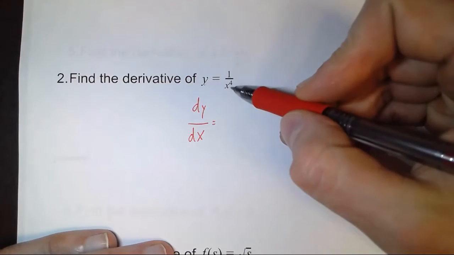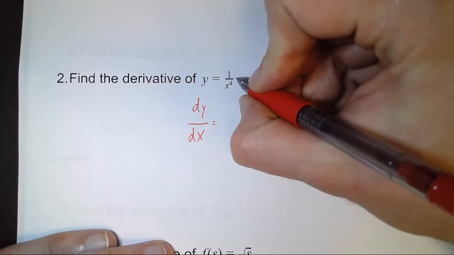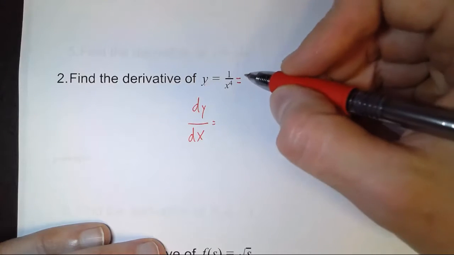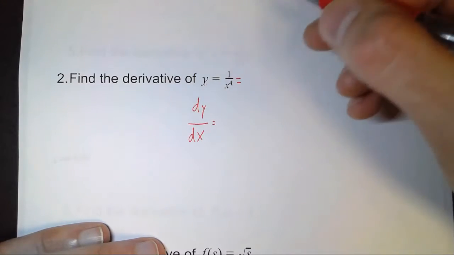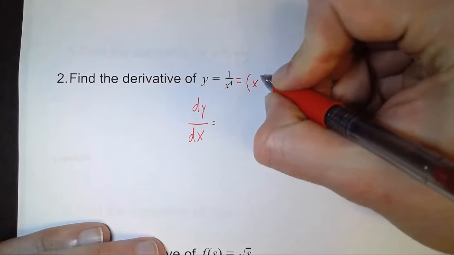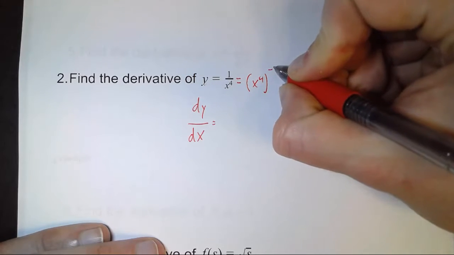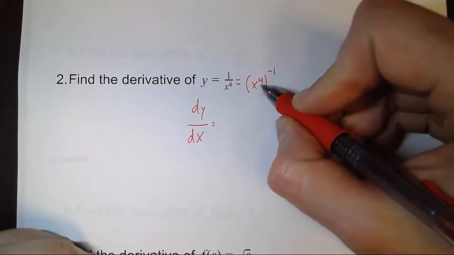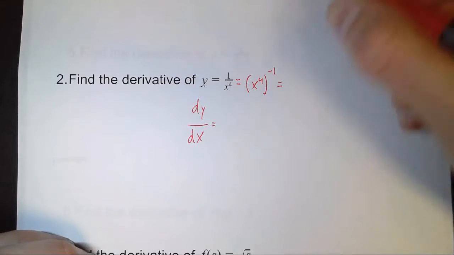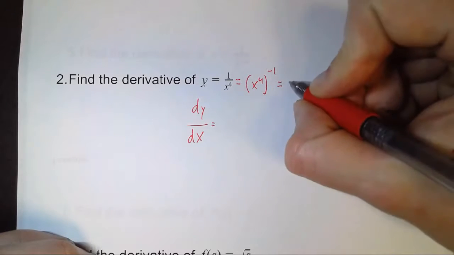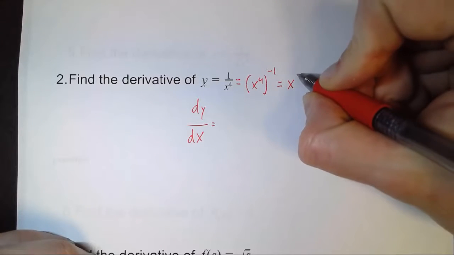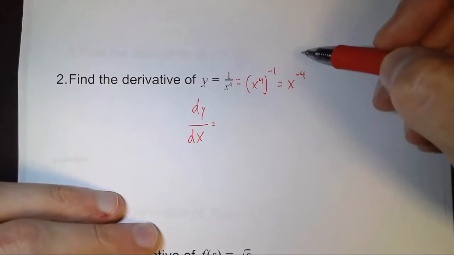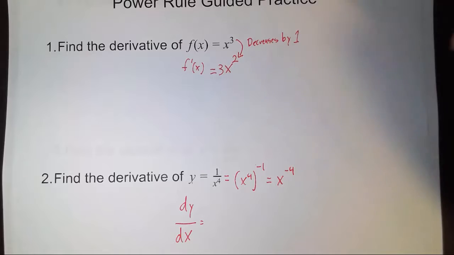Now we can't yet take the derivative here because this 1 over part of it often gets people into a lot of trouble. But what we can do is say, well, this is really x to the fourth raised to the negative first power. Now when we have two exponents, we can handle that with some algebra. We just multiply them. So here in this problem we have x to the negative fourth power. And now this looks much more similar to what we had up top.